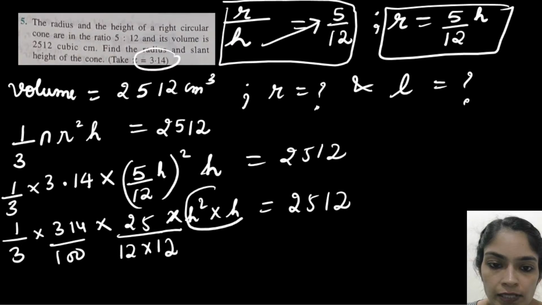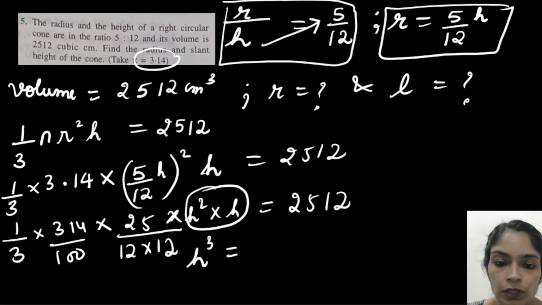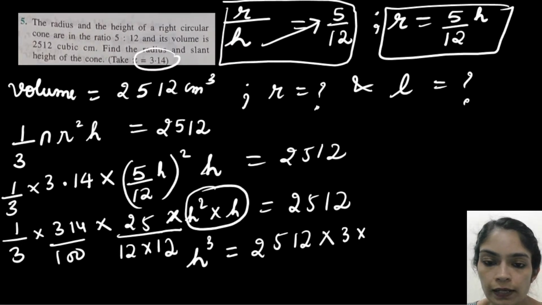Now h we have to find, because this is the unknown variable. All other things let's shift to the other side. Now I will be writing here h square into h is h cube. So here I have 2512. Whatever is written in the denominator, let's shift all the numbers to the other side. So this is 3 into 100 into 12 into 12.